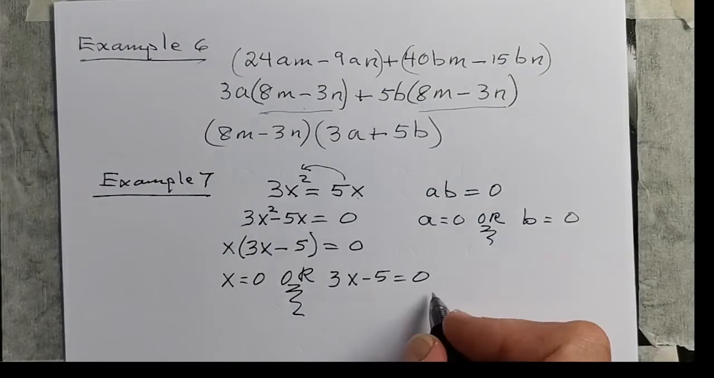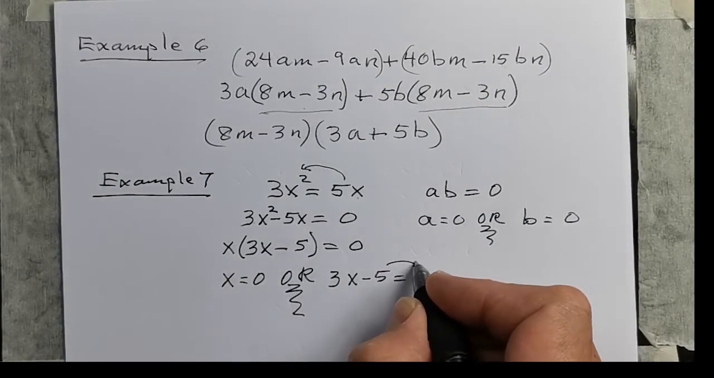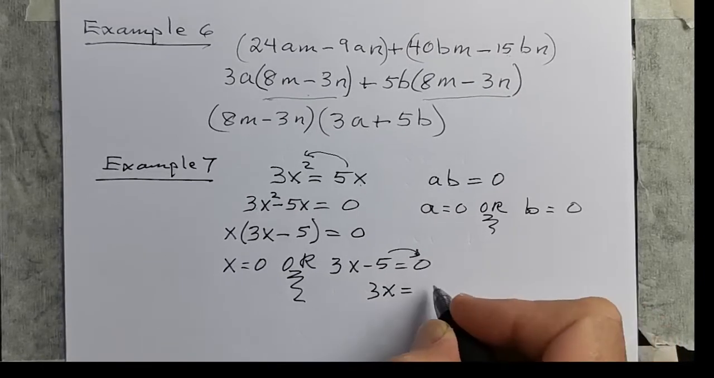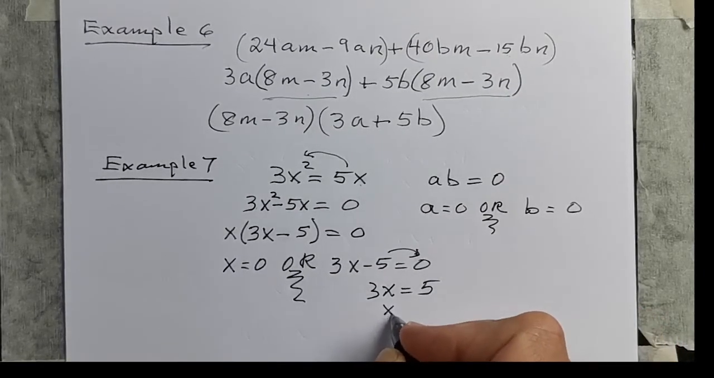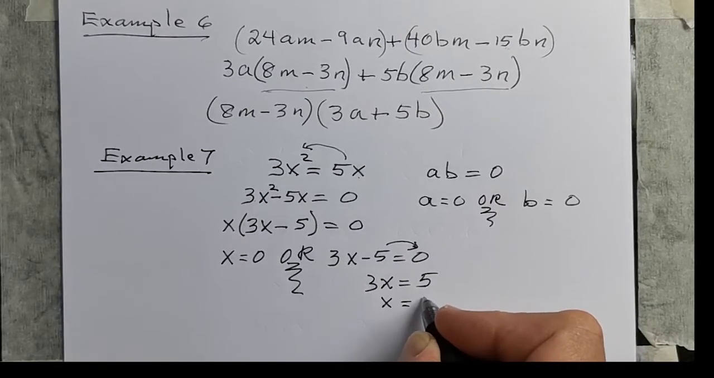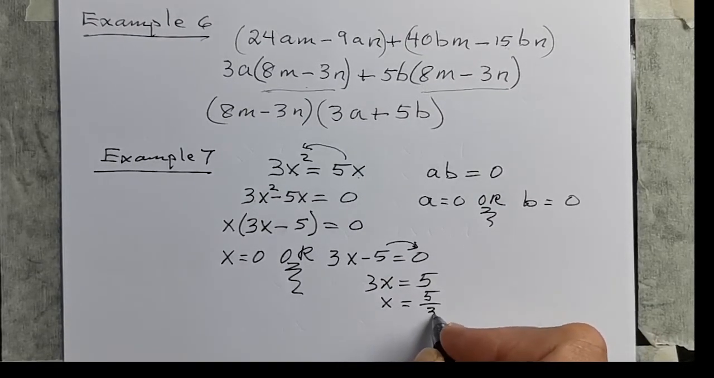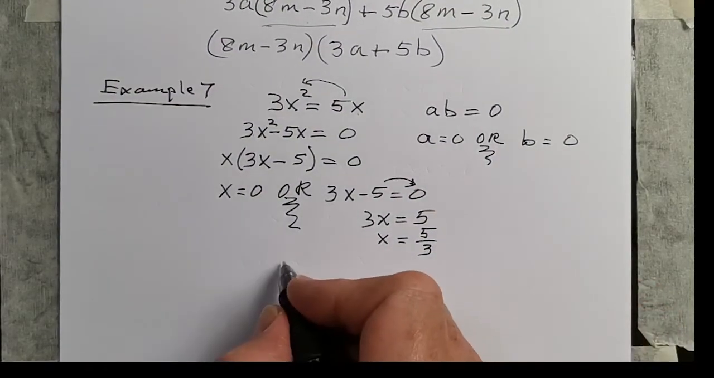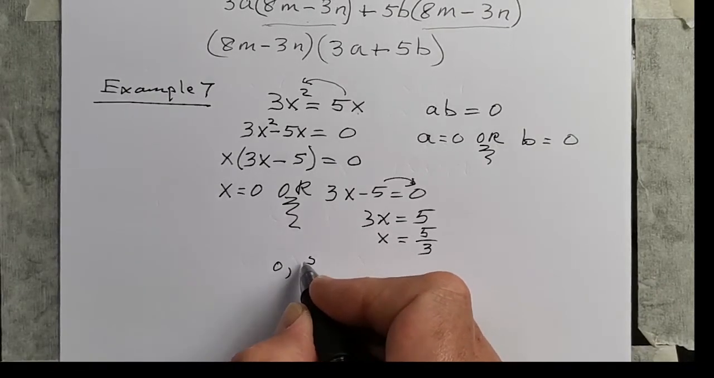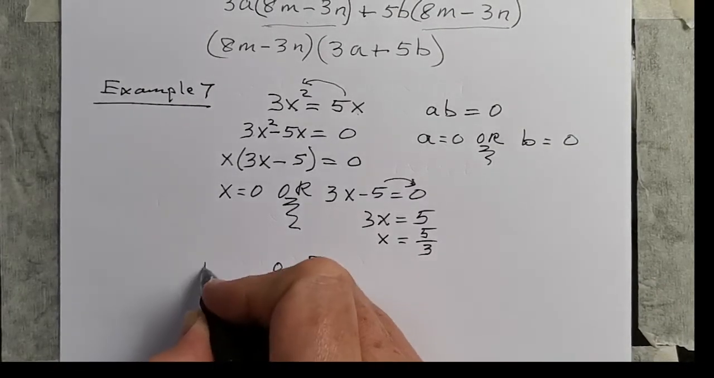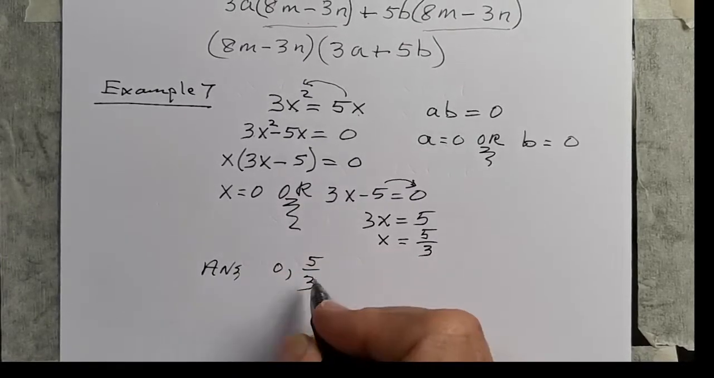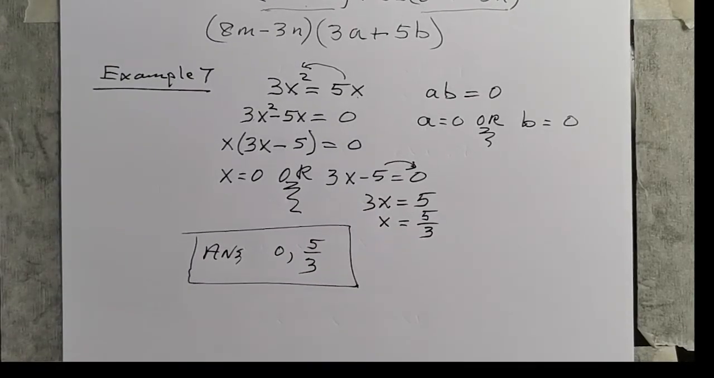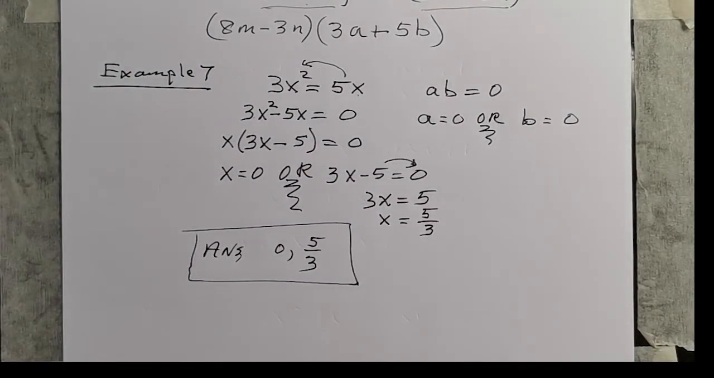And of course, if 3x minus 5 equals 0, bringing the 5 over here, that means 3x is equal to 5, or x is equal to 5 divided by 3, or 5/3. So our two answers are 0 and 5/3. There you go, 0 and 5/3 for example number 7.